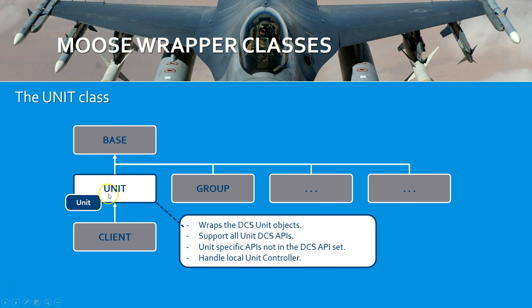It also provides an abstraction to the local unit controller. So if you want to move the unit individually and do a certain task, then you have to access the controller, while the unit class will provide you with APIs to control that without having to access the controller.